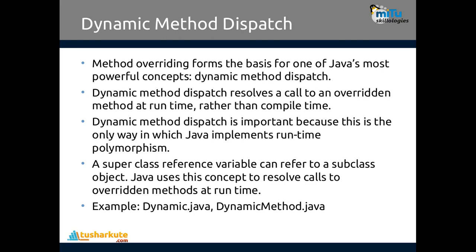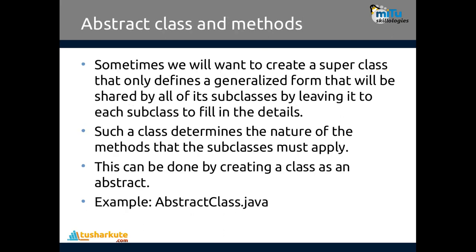Okay, so many such useful concepts are connected with the inheritance concept here. Likewise, many are yet to come. Now let's go for one more concept connected to inheritance, which we call abstract classes and methods. Sometimes we want to create a superclass that only defines a generalized form that will be shared by all of its subclasses, leaving it to each subclass to fill in the details. Such a class determines the nature of the methods that the subclasses must implement. This can be done by creating a class as abstract.